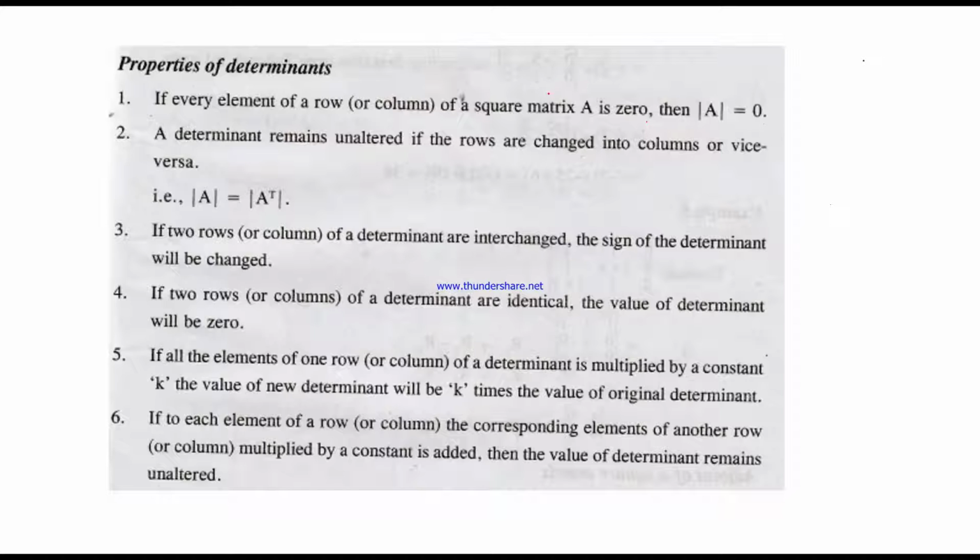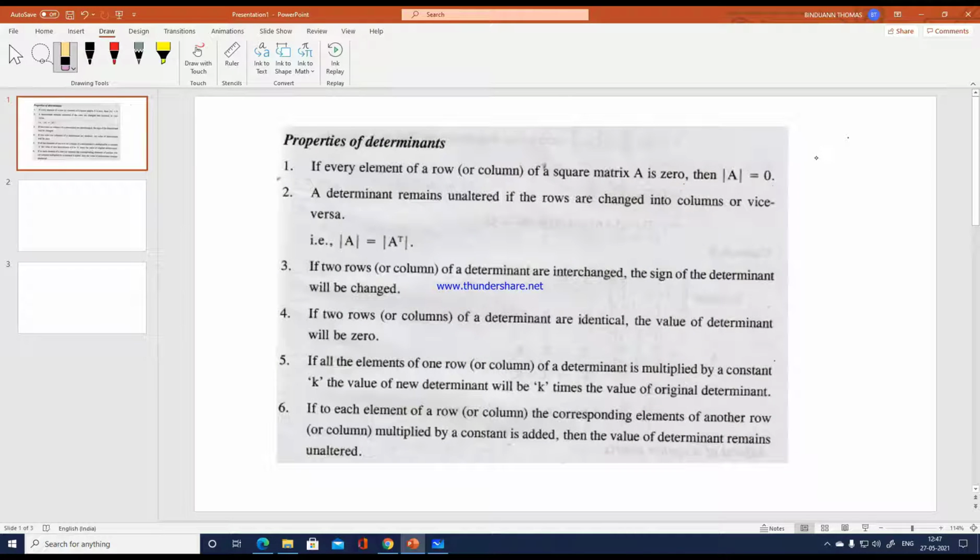In this lecture for S2 Business Mathematics for CN Corporation, we are looking into the properties of determinant. If every element of a row or column of a square matrix is 0, then the determinant of A will be 0. It means that, suppose I have a matrix A, and the elements are 0, 0, 0, 0, 0, 0. So every row and column of this particular matrix is 0. Then the determinant of this particular matrix is 0.